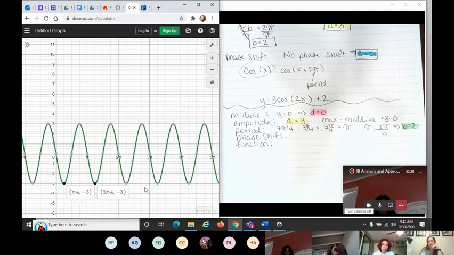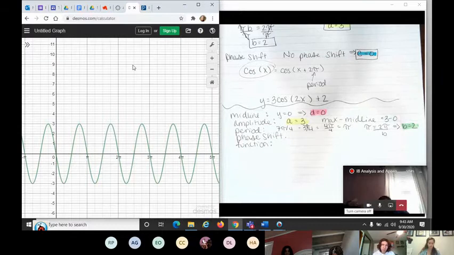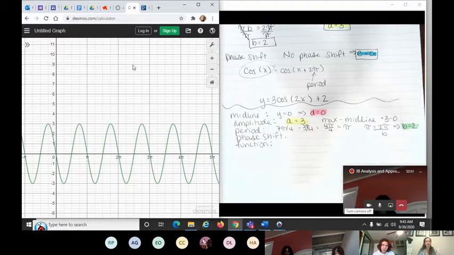So no matter where you choose along here, you'll still get the same period. Okay, so it doesn't matter. Questions about that part before we move on to phase shift and function? Okay, let's see. The lucky winner for phase shift is Caroline.